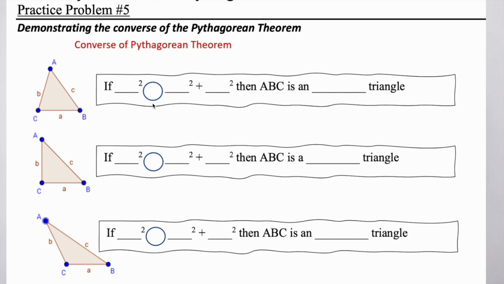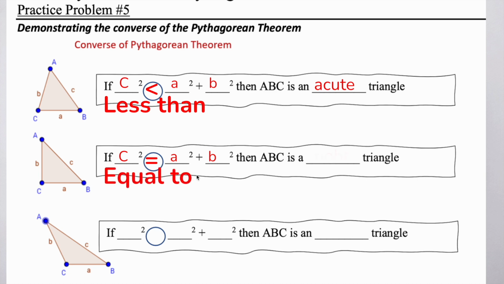So we have three things that can come from that. If c squared is less than a squared plus b squared, so the sum of the two legs squared is greater than the third side squared, then we have an acute triangle. If they are equal, so this is the Pythagorean theorem, then that means we have a right triangle. And if c squared is greater than a squared plus b squared, then we have an obtuse triangle.